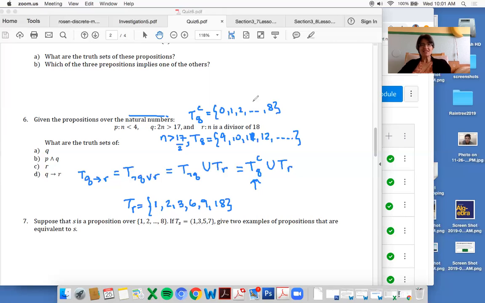So now we're looking at the union between this one and this one. The union of those two is going to be 0, 1, 2, 3, 4, 5, 6, 7, 8. So basically everything in the complement of Q, but then the truth set of R also has the 9 and the 18 that were not in the original one. So everything in the complement of Q with the addition of the 9 and 18 from R. Okay, and that's it for that one. That's 6D.